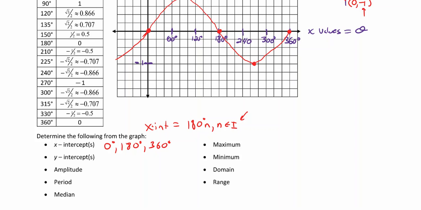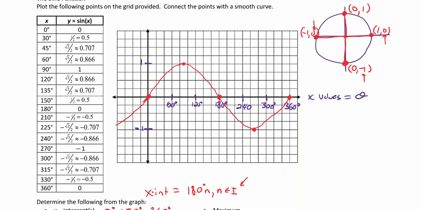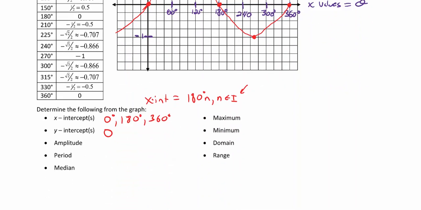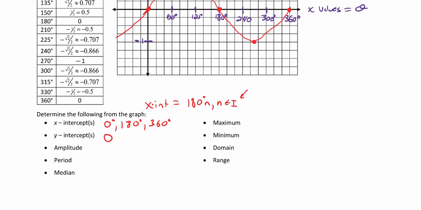Okay, so our y-intercept on this one is at 0. Well, it won't always be the case, but for just a standard sine graph, it'll start at 0. We're going to be doing transformations and everything next lesson, so that won't always be the case. But all right, so the amplitude.